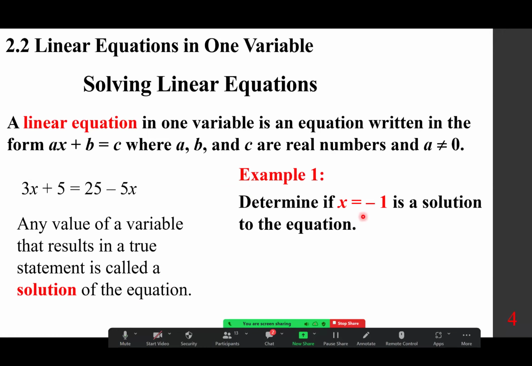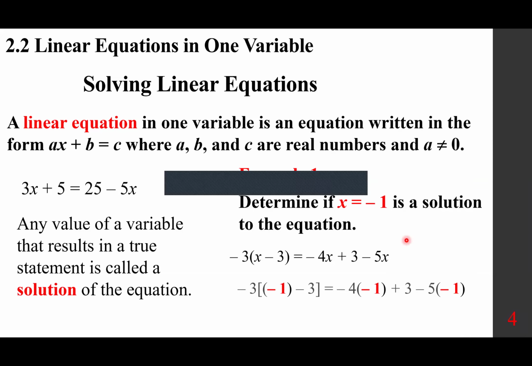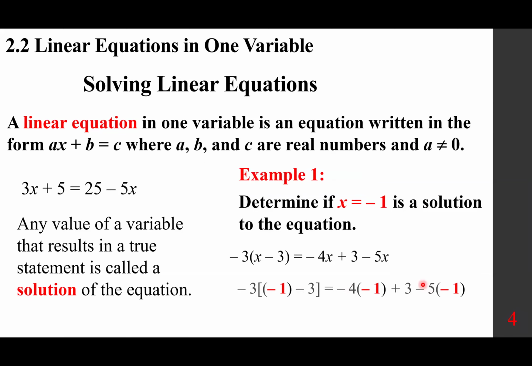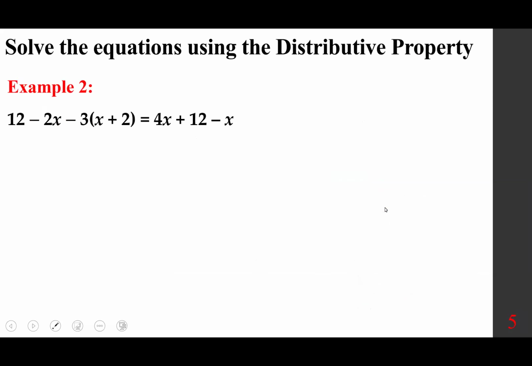Example one, determine if x equals negative 1 is a solution to the equation negative 3 times x minus 3 equals minus 4x plus 3 minus 5x. Replace the x here, here, and here with negative 1. Negative 1 minus 3 is negative 4. Minus 4 times negative 1 is positive 4. This remains as 3. This is plus 5 because minus 5 times minus 1. As you can see, the product on the left side is 12. And 4 plus 3 plus 5 is also 12. Because this is a true statement, yes, this is a solution of this equation.